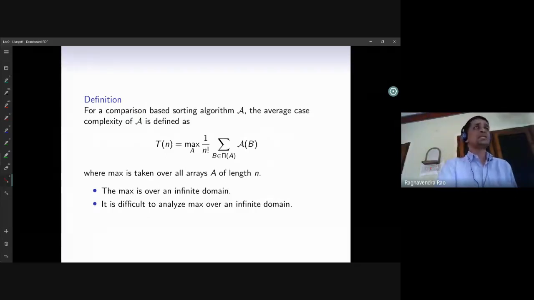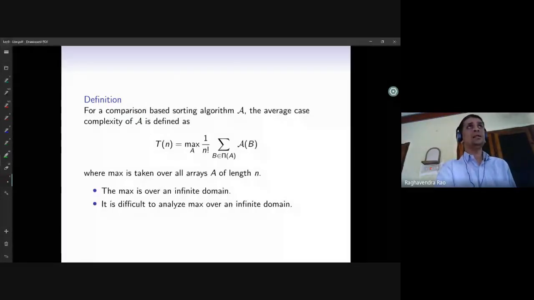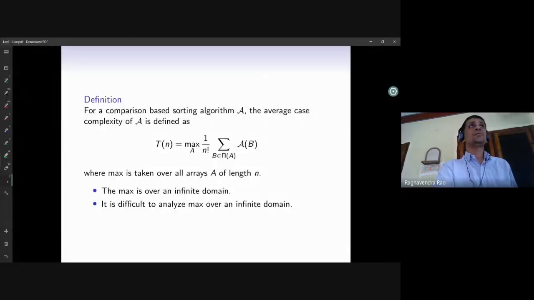See, comparison, basically comparing two elements, is seeing the relationship between them with respect to the less than or equal to relation, right? The partial order. So what matters is how they are relatively positioned with respect to the less than or equal to relation. It really does not matter what values they are.